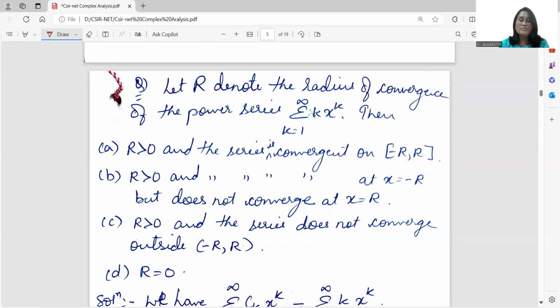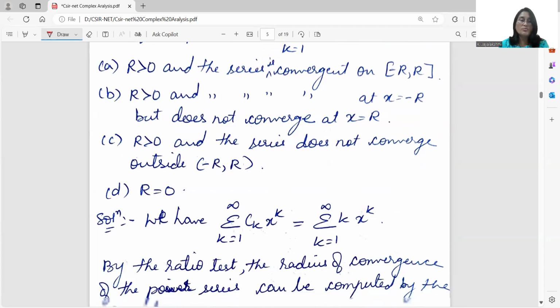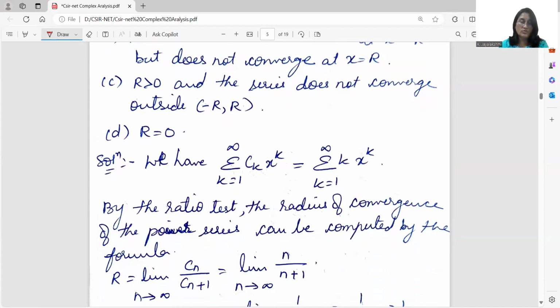Option B is R is greater than 0 and the series is convergent at x equals minus R, but does not converge at x equals R. Option C is R is greater than 0 and the series does not converge outside the open interval minus R comma R. And the final and last option given for us is R equals 0.